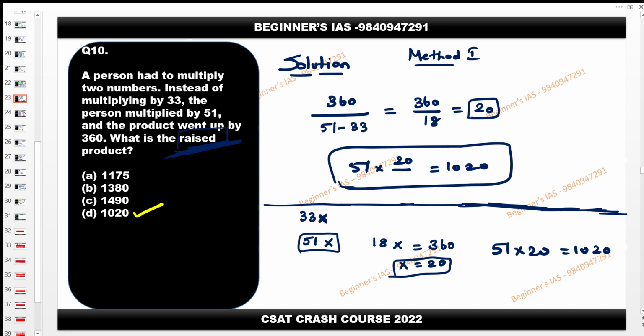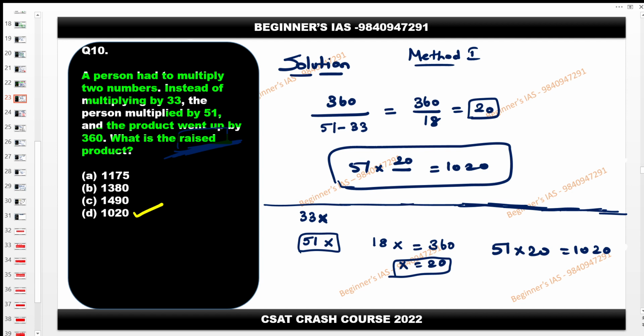Okay. Now listen. A person had to multiply two numbers. This is a very important model. This concept is very important. A person had to multiply two numbers. Instead of multiplying 33, the person multiplied 51. The product went up to 360. What is the raised product?